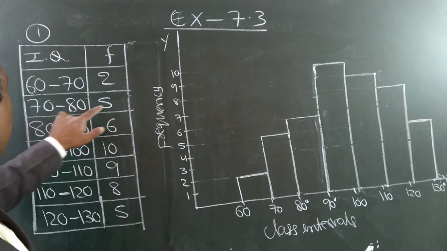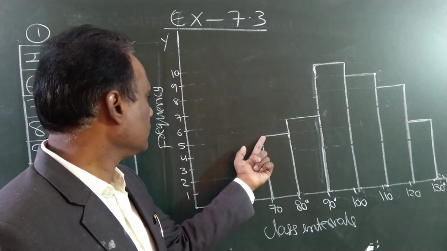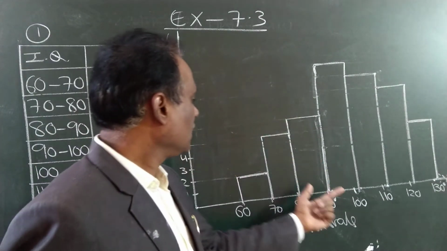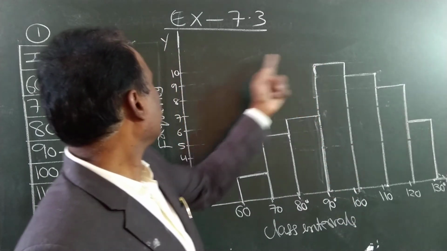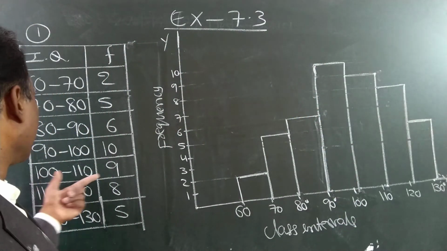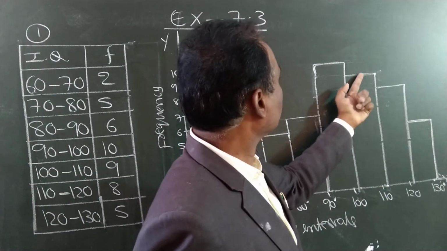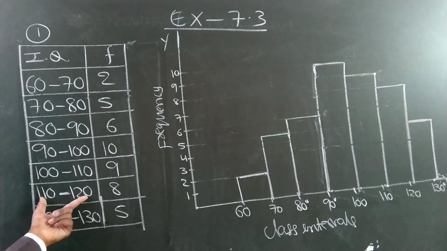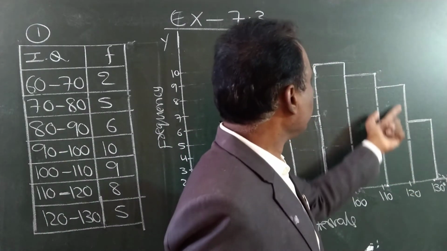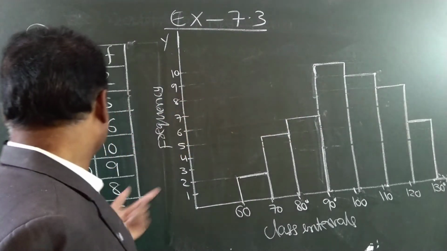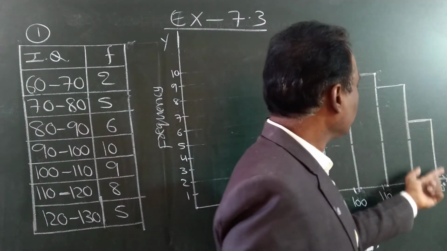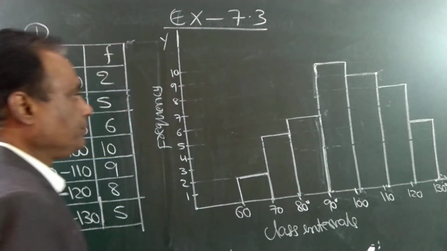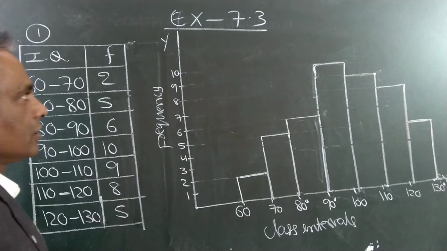70 to 85, 80 to 96, 90 to 100, 10. 100 to 110, 9, up to 9. 110 to 120, 120 to 135. Write this now. Complete this.